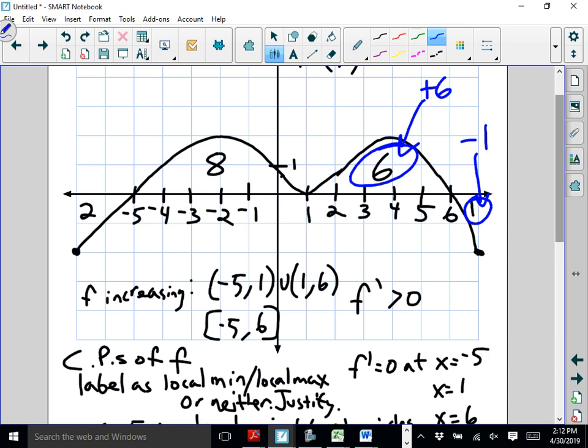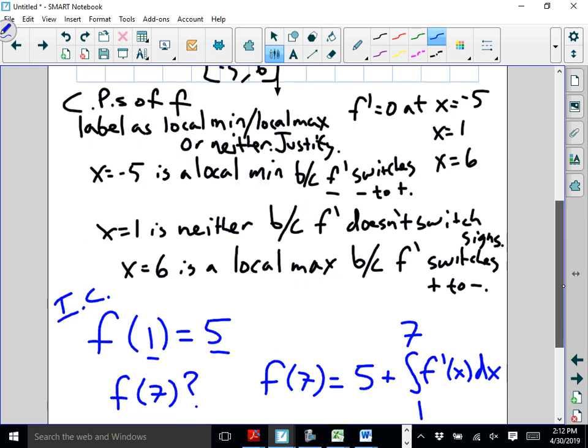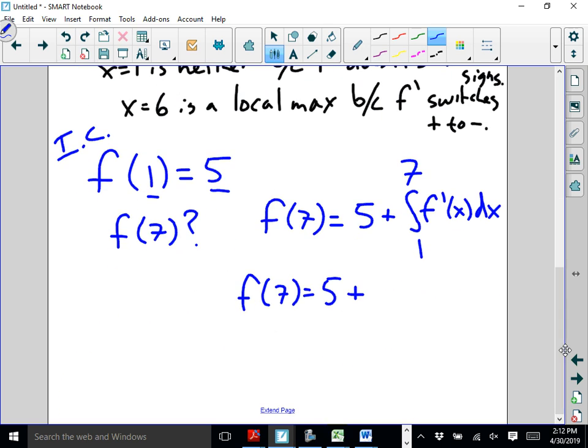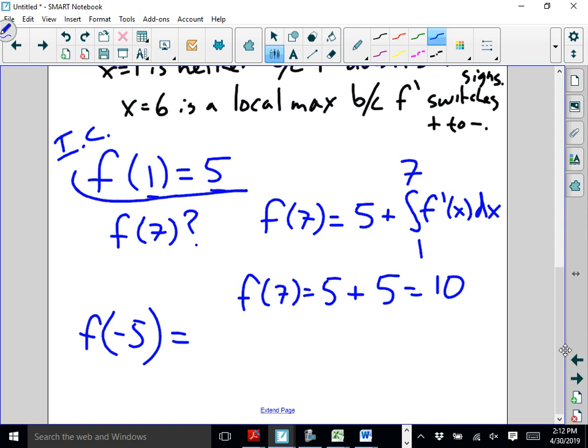So it would be 5 plus 5, which equals this guy. So we can calculate f of 7. They might also ask you to find f of -5. So let's say we want to figure out f of -5. Well, again, we're going to use our initial condition right here. Well, this just has to be 5 plus the integral.